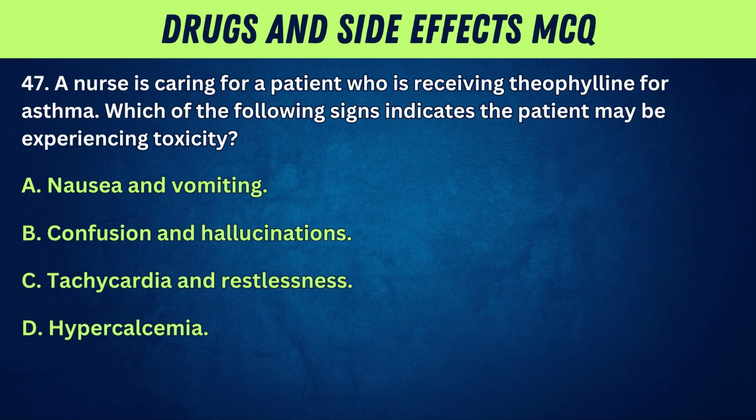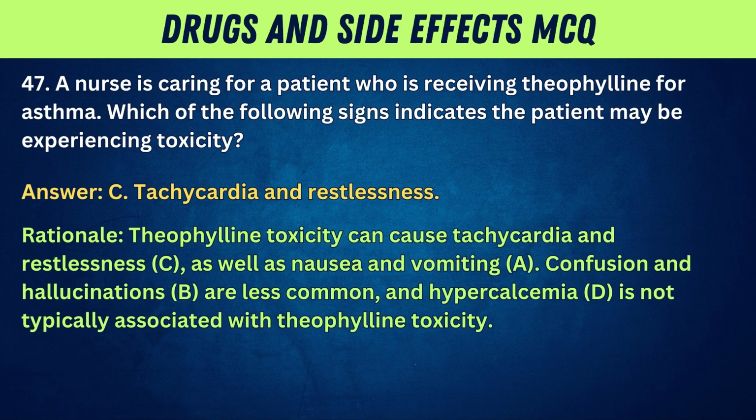47. A nurse is caring for a patient who is receiving theophylline for asthma. Which of the following signs indicates the patient may be experiencing toxicity? A. Nausea and vomiting. B. Confusion and hallucinations. C. Tachycardia and restlessness. D. Hypercalcemia. Answer: C. Tachycardia and restlessness. Rationale: theophylline toxicity can cause tachycardia and restlessness, as well as nausea and vomiting, C. Confusion and hallucinations, A and B, are less common, and hypercalcemia, D, is not typically associated with theophylline toxicity.